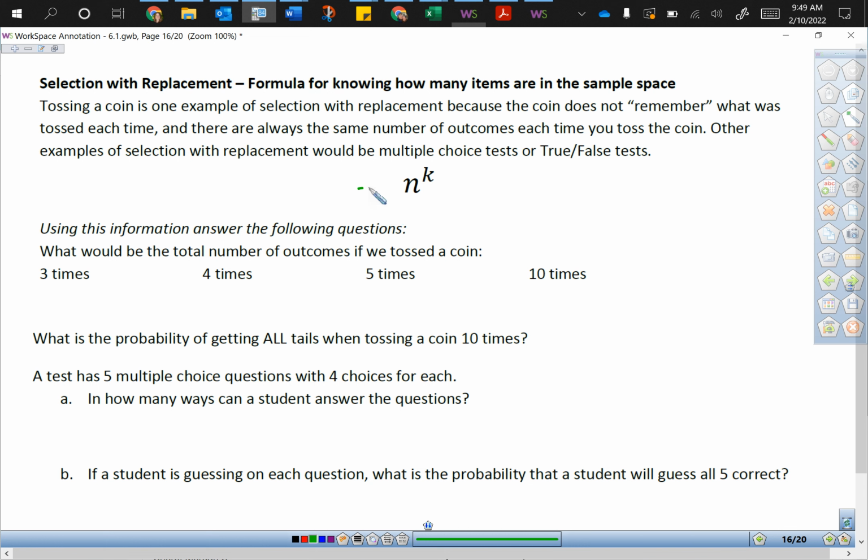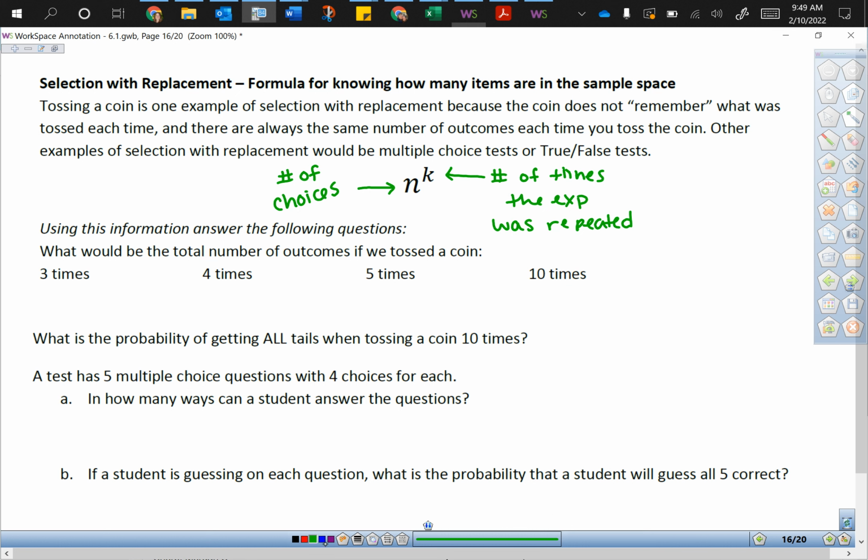So first thing we're going to look at is this letter N. N represents the number of choices. And K represents the number of times the experiment was repeated. Okay, so the number of choices raised to the power of the number of times the experiment is going to be repeated. So using this information, answer the following questions.